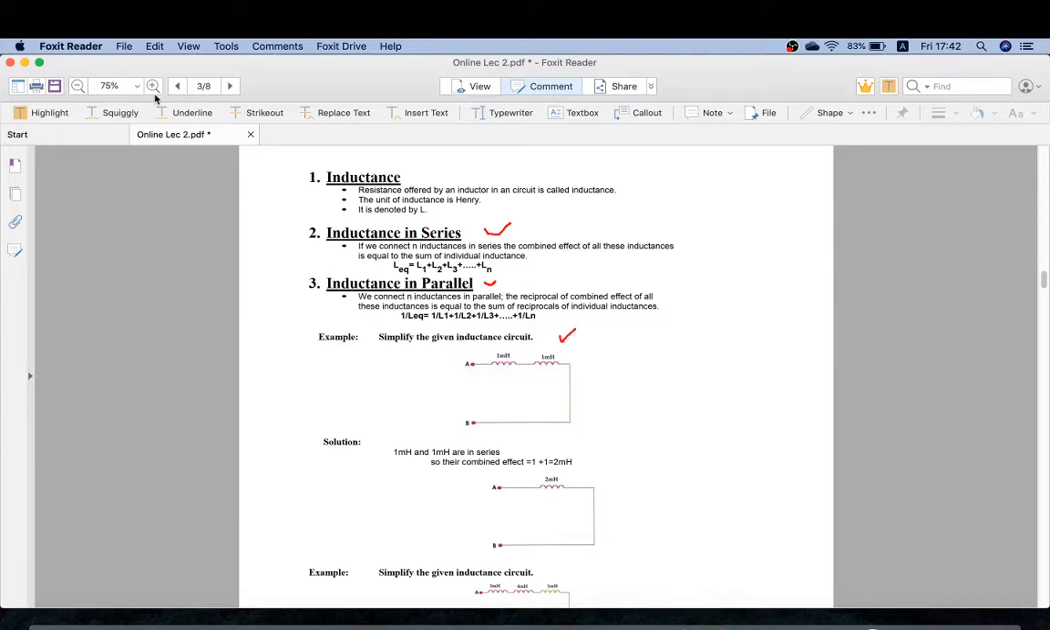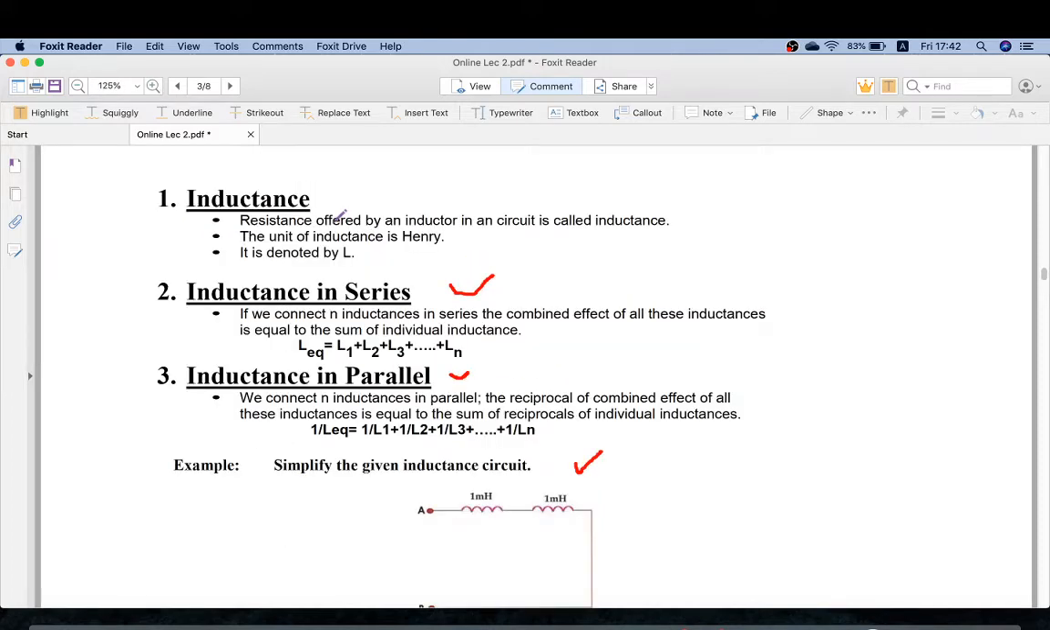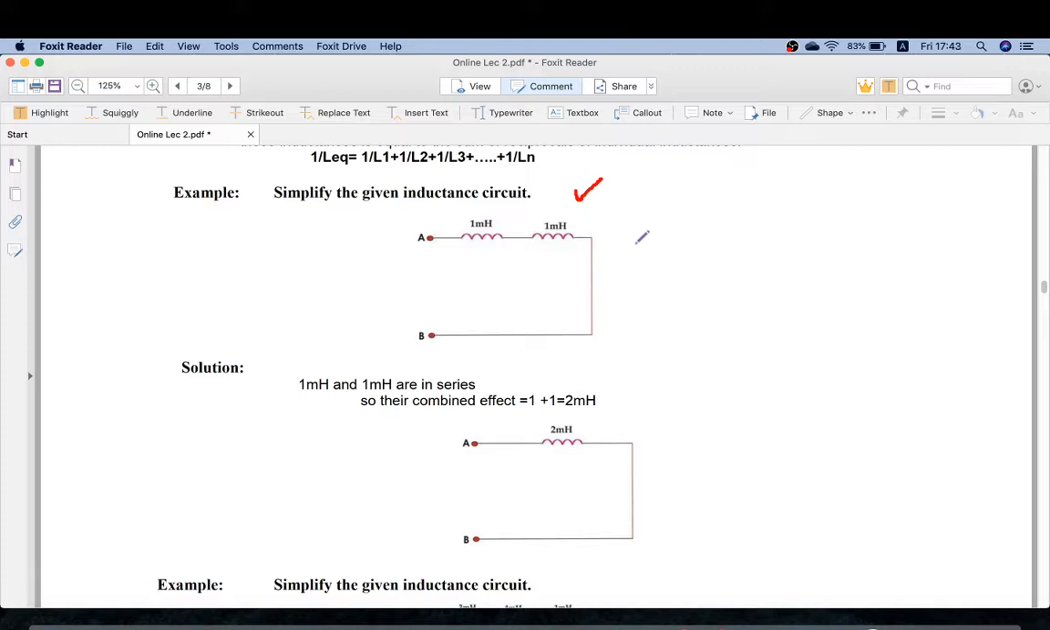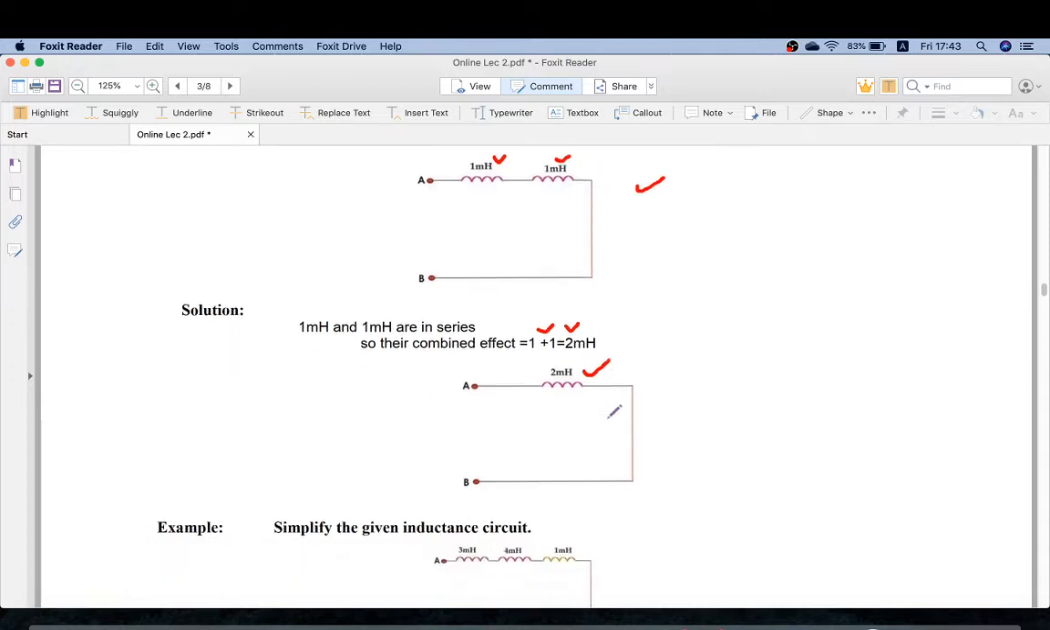So let's see the first example. Simplify the given inductance circuit. In this circuit there are two inductors, and both values are 1. So how will we solve them? They are in series, so we have to simplify the circuit. We will just add 1 plus 1 and our answer will be 2. So this is the same as adding resistance in series.